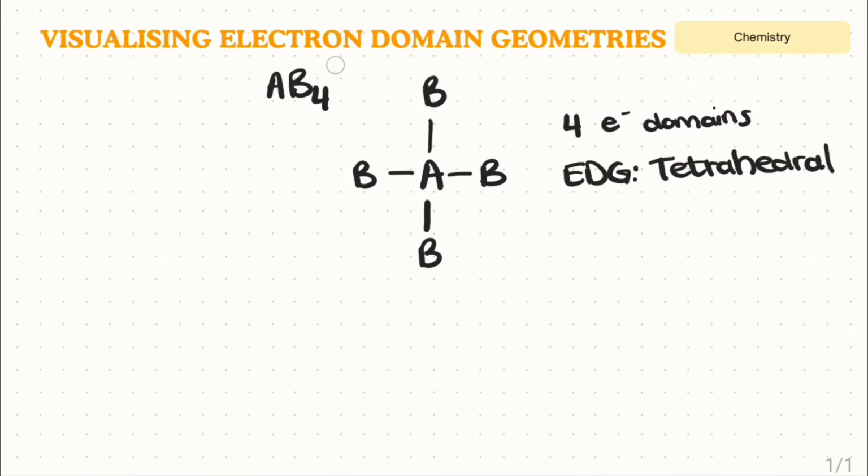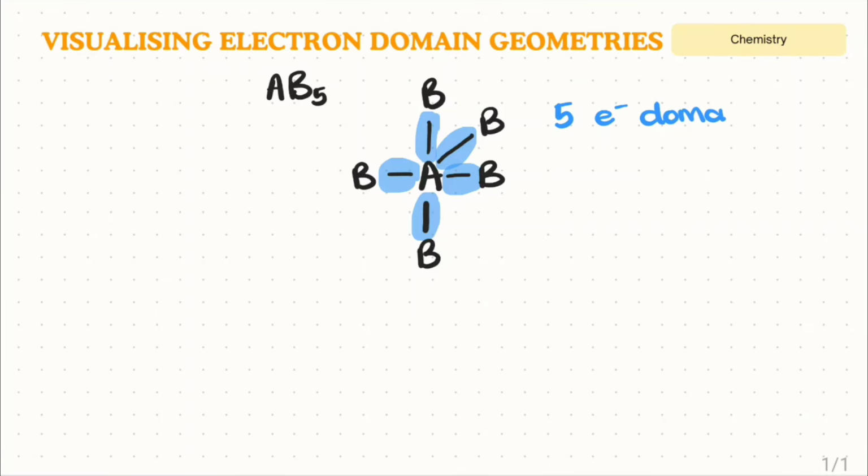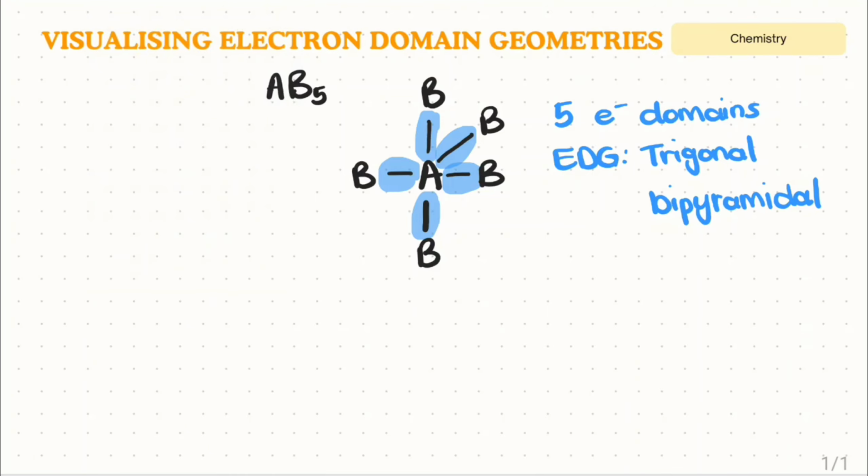Let's say we have AB5. I add a fifth bond to my central atom. I'll count up my electron domains. 1, 2, 3, 4, 5. 5 electron domains. Our electron domain geometry is trigonal bipyramidal. If you've seen the shorts on the channel, then you'll know an easy way to remember that 5 domains is trigonal bipyramidal is to look at tri and bi.